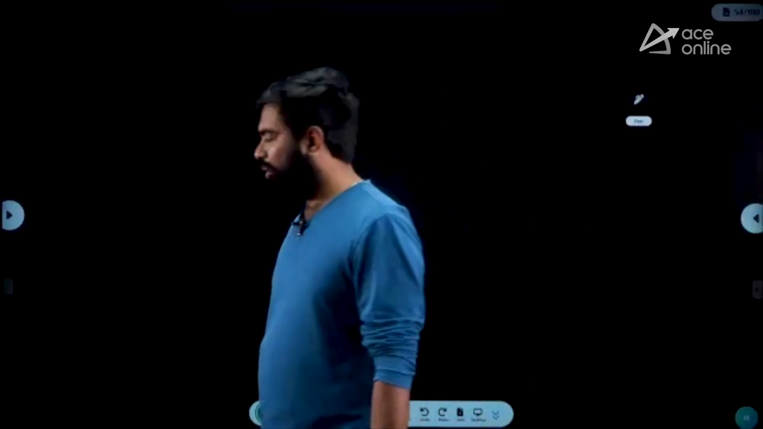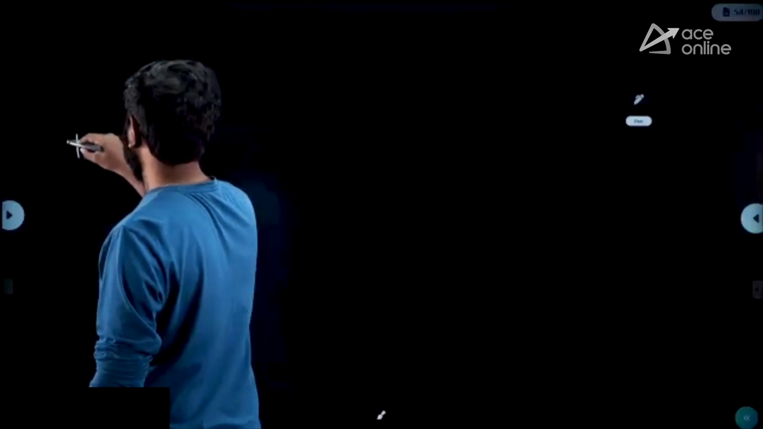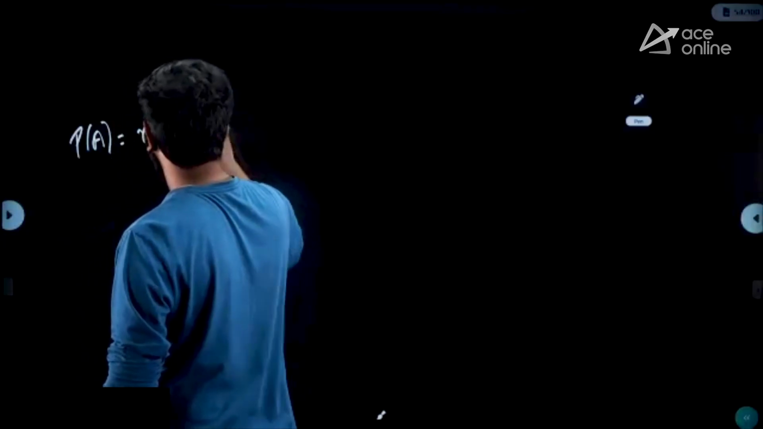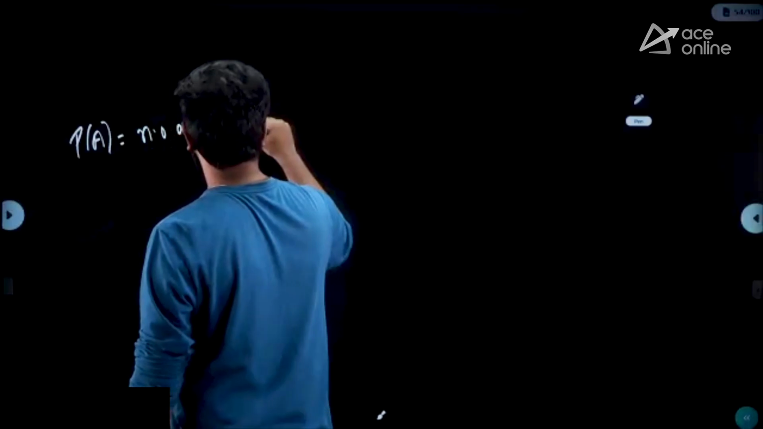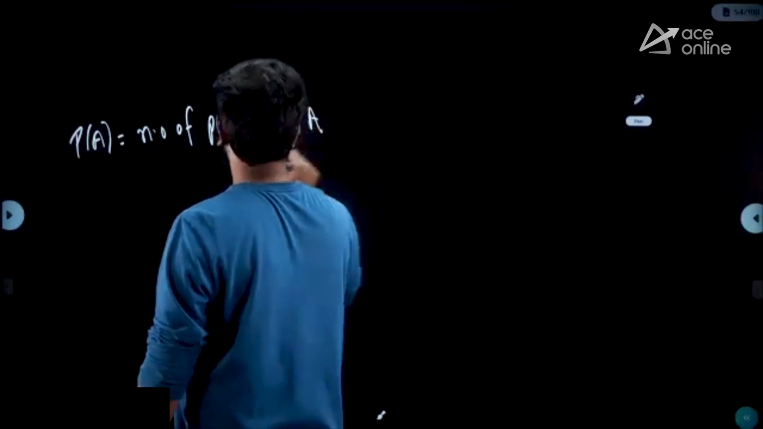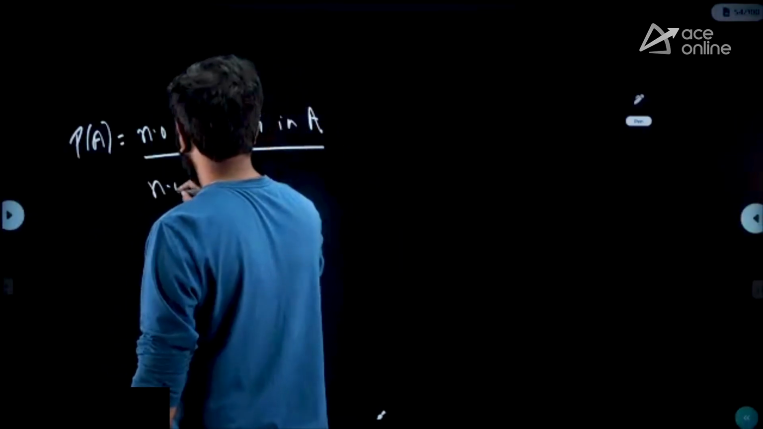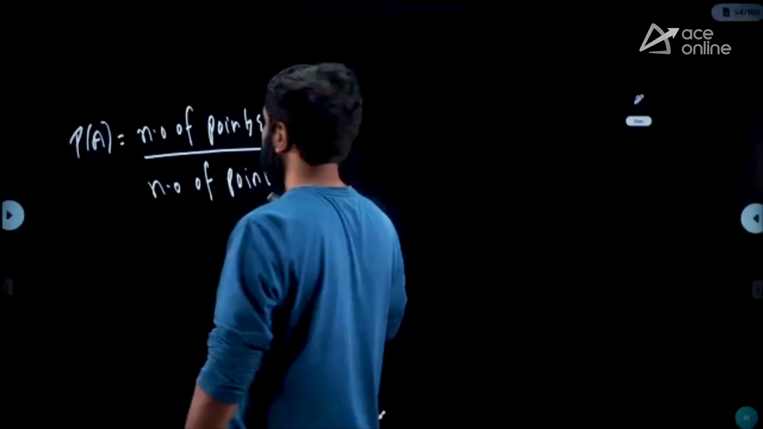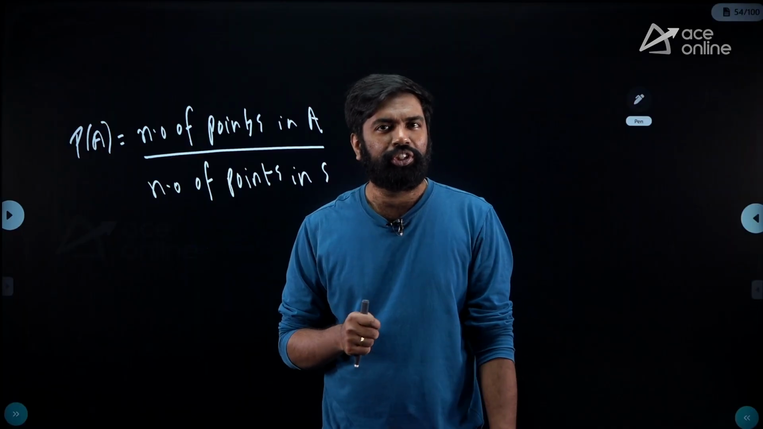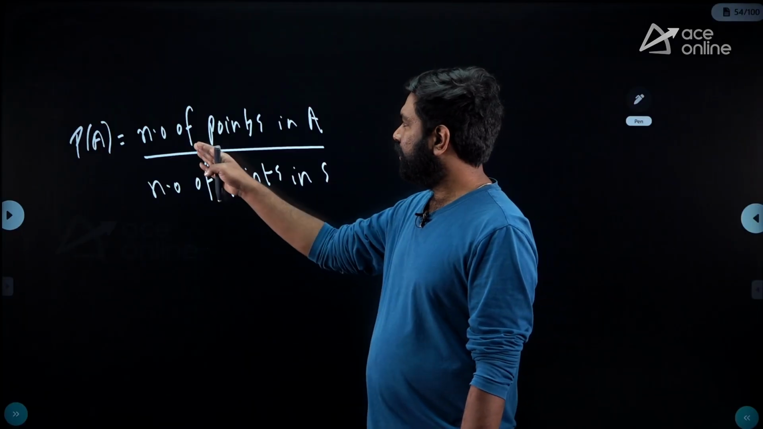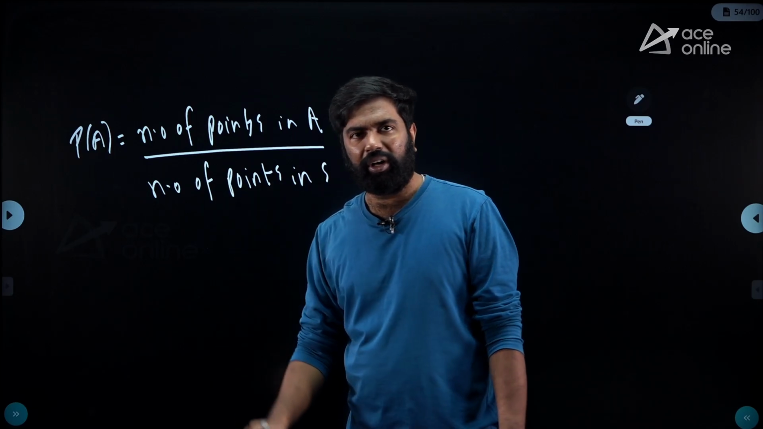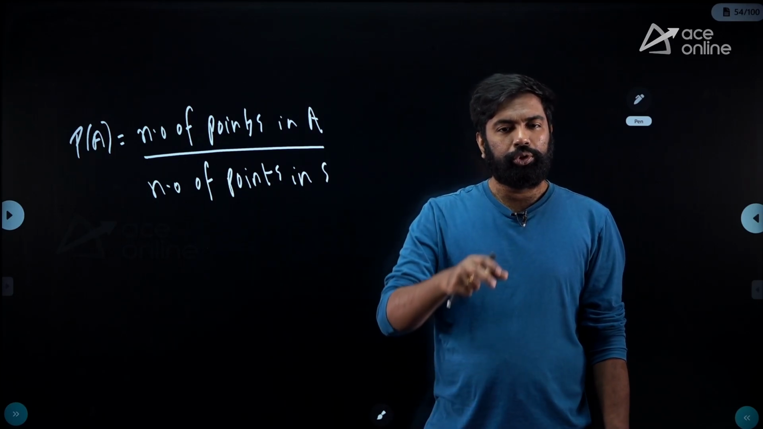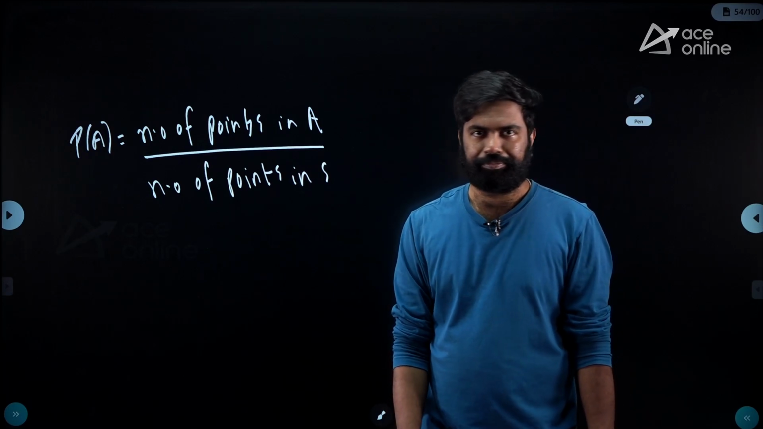I want to discuss basic probability. So, how do you define the probability of event A? It is the number of points in the event A by the number of points in S. Let's see what's the probability of the event A. It is the number of points in A by the number of points in S. So, you will definitely get questions on these concepts.